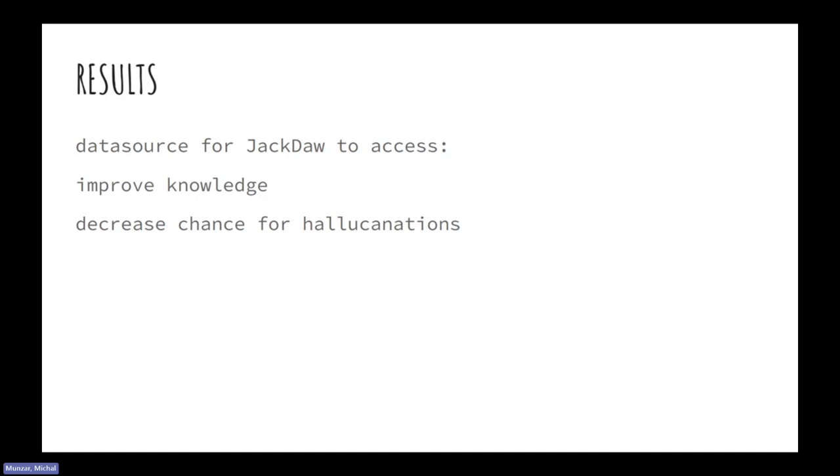And as the result, we have a data source for Jackdaw and two benefits: improved knowledge, because the baseline LLM cannot know everything, so this is the source of knowledge. And also, by doing that, we can decrease the chance of hallucination of the LLM. And basically, that's it. Okay, thank you.